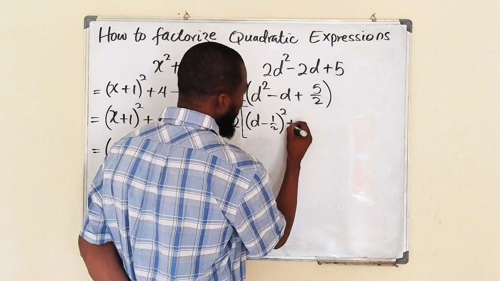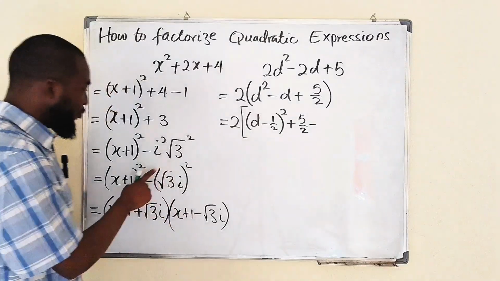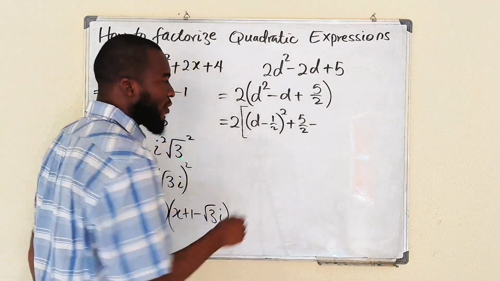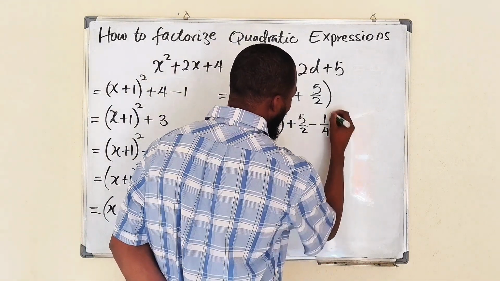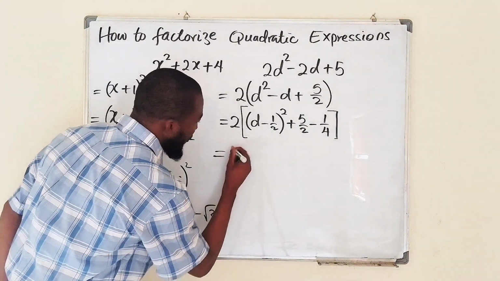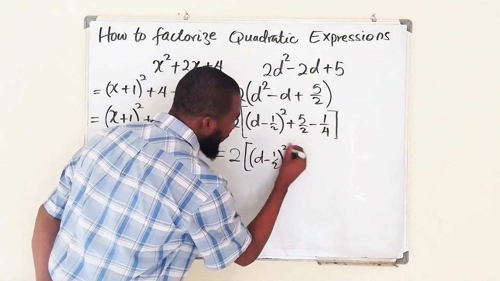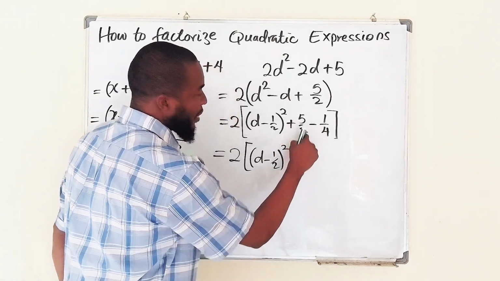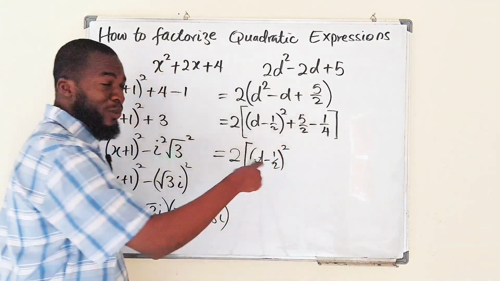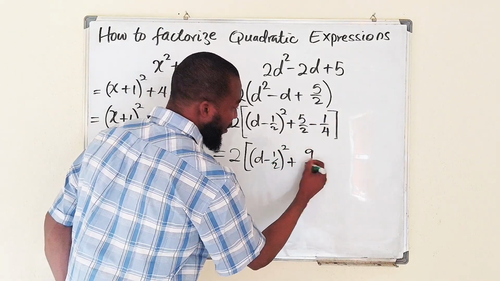Then plus 5 divided by 2 minus, I told you to subtract what? This squared. If you square 1/2, you're going to get 1/4. All right. So this is equal to 2 multiplied by d minus 1/2 whole squared. Let's add this. I think we can make the denominators the same. If you times this by 2, it becomes 10. Times this by 2, it becomes 4. 10 minus 1 is 9. Divide by 4, all right?